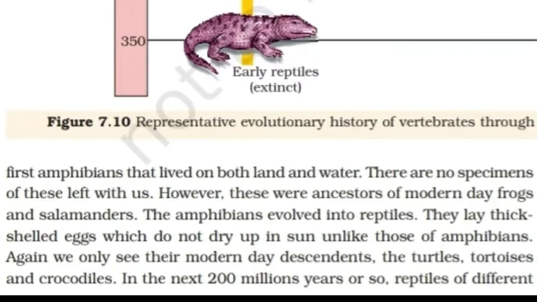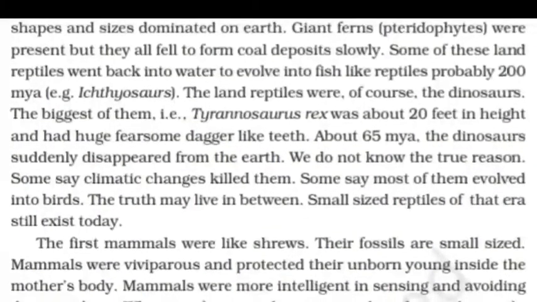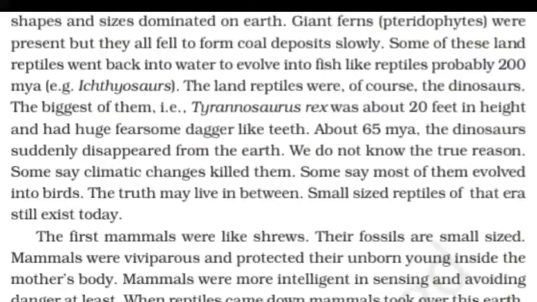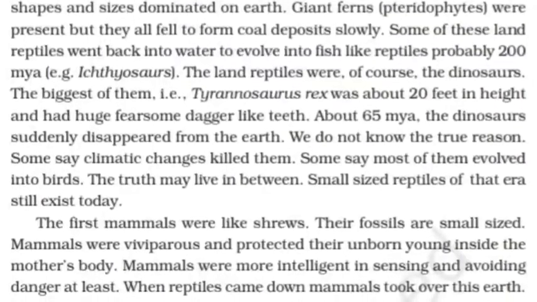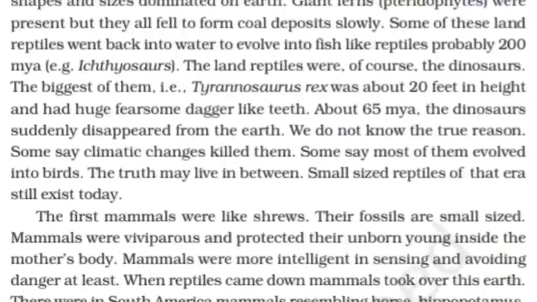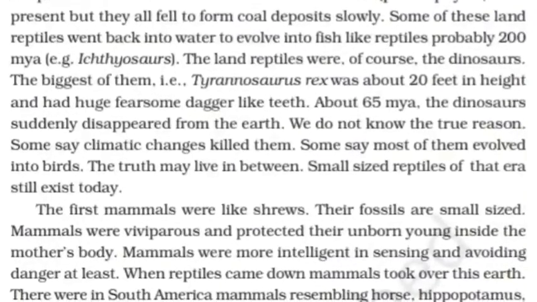The amphibians evolved into reptiles. They lay thick-shelled eggs which do not dry up in the sun, unlike those of amphibians. Again, we only see their modern-day descendants, the turtle, tortoise and crocodile. In the next 200 million years or so, reptiles of different shapes and sizes dominated on Earth. Giant ferns, pteridophytes, are present, but they fail to form coal deposited slowly.